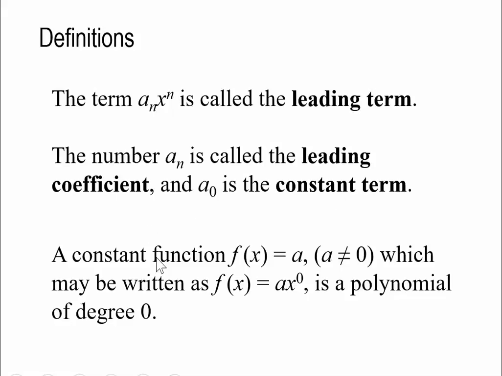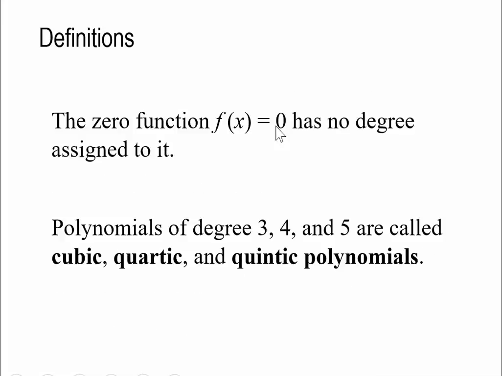Alright, a constant function, f(x) equal to a, when a cannot be 0, may be written as this kind of polynomial function, and we call it degree 0. And then if you have f(x) equal to 0, then we say it actually has no degree whatsoever. Okay, and some special polynomials we talk about, polynomials of degree 3, 4, and 5, are called cubic, quartic, and quintic polynomials. And of course, if you have degree 2, you have a quadratic polynomial. So we know that.